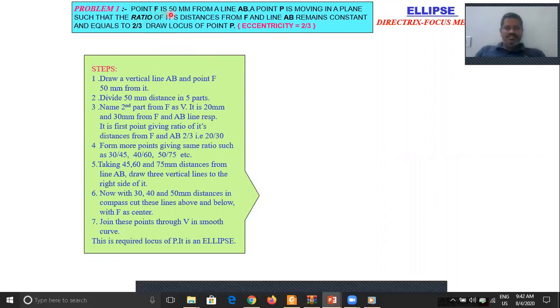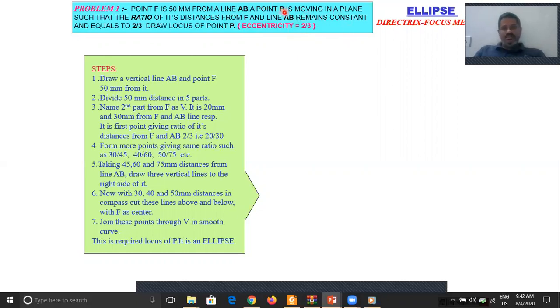Point F is 50 mm from a line AB. We have one point F, which is 50 mm from line AB. A point P is moving in this plane such that the ratio of its distances from F, that is the fixed point, and from AB, the fixed line, remains constant.